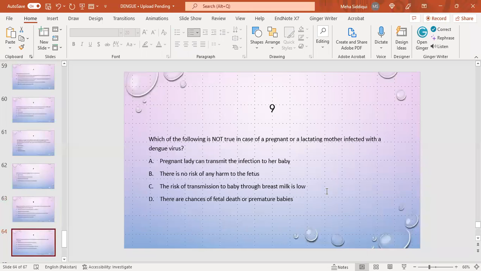MCQ number 9. Which of the following is not true in case of a pregnant or lactating mother infected with the dengue virus? A pregnant lady can transmit the infection to her baby. There is no risk of any harm to the fetus. The risk of transmission to the baby through breast milk is low. There are chances of fetal death or premature babies. B is the right option because it causes fetal death and premature babies. So B is the right option.